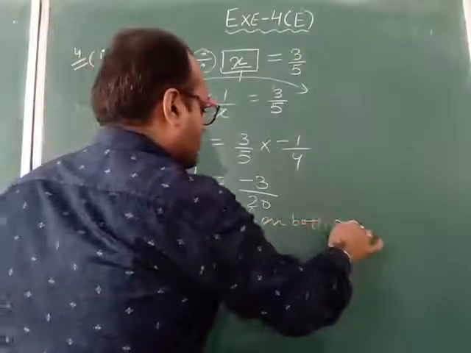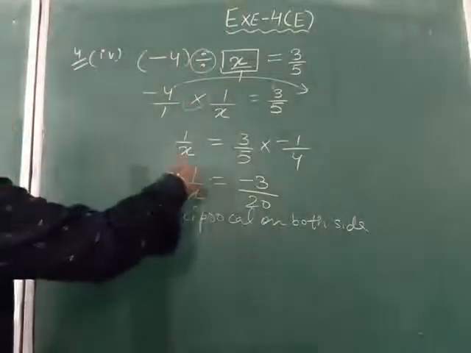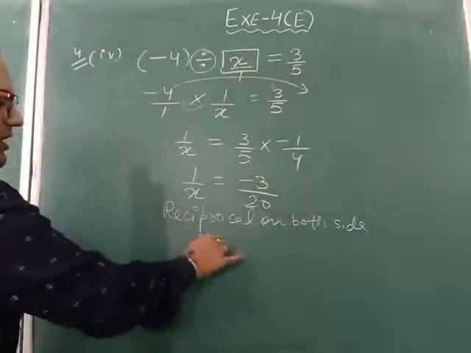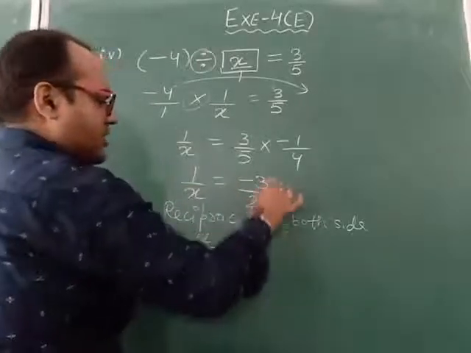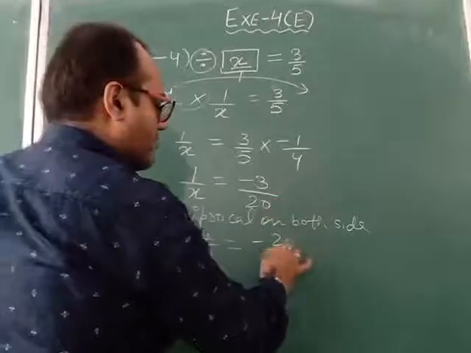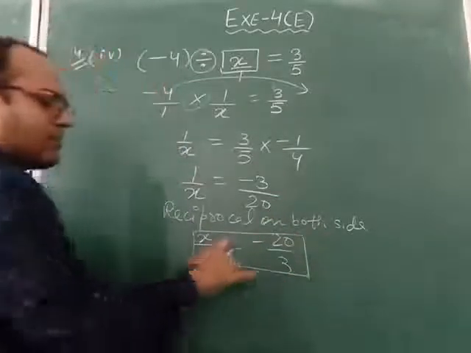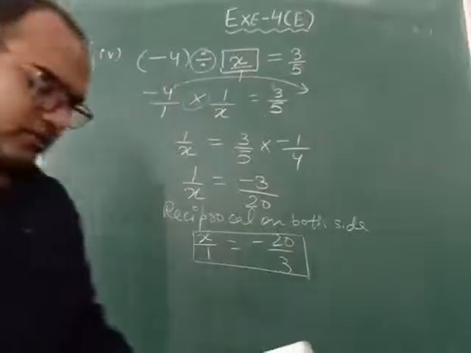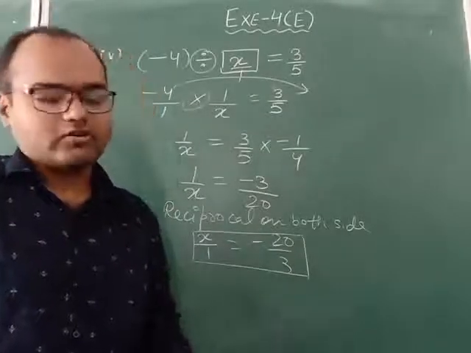Reciprocal on both sides. So in order to take the reciprocal, this x will shift to the numerator and 1 will come to the denominator. Minus will remain at its place. 3 upon 20 will change to 20 upon 3. So the final answer for x we are getting is minus 20 upon 3. So like this you have to do all the remaining parts of question number 4. Now see question number 5.